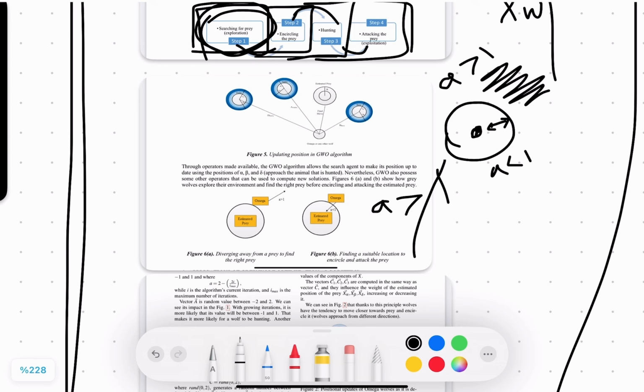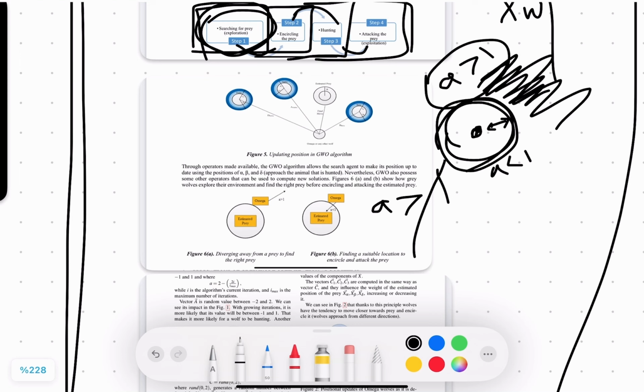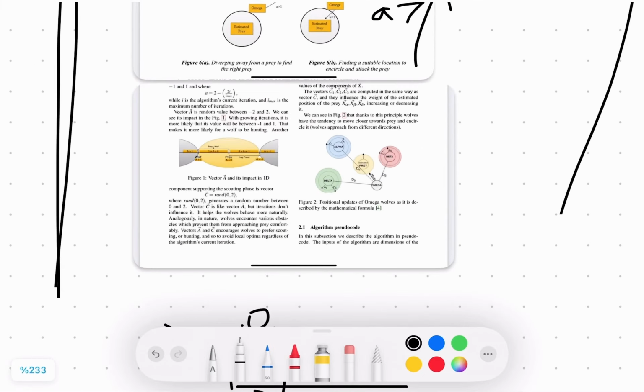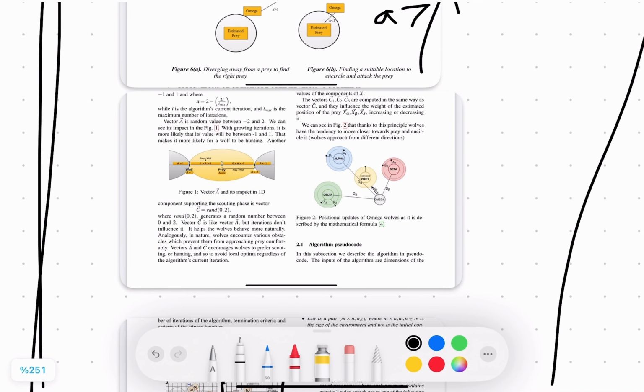As we can see here, when A is more than 1, it's looking outside the circle. When A is less than 1, it's looking within that circle that eventually is going to reach the prey. Moving on to a further part of one of the papers, we're going to see that the omega wolves are always following the alpha, beta, and delta wolves. And by following them, they're always getting closer and closer to the prey.